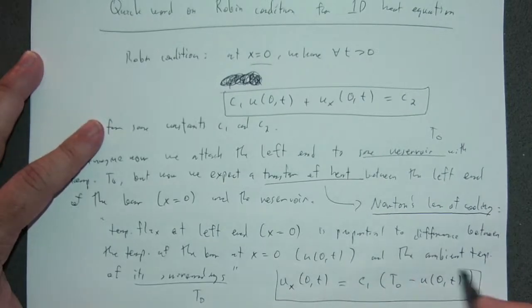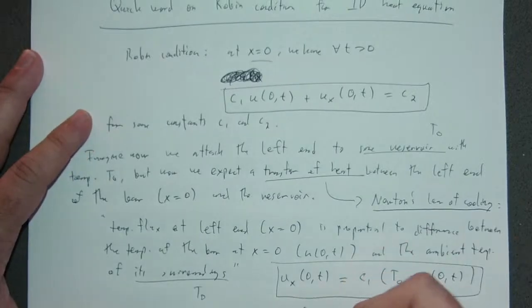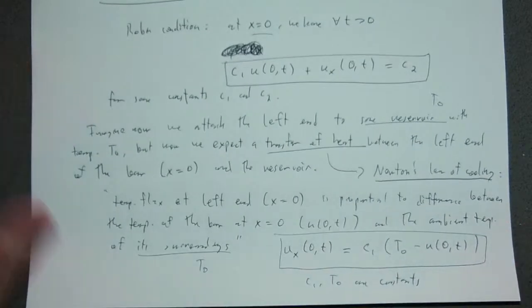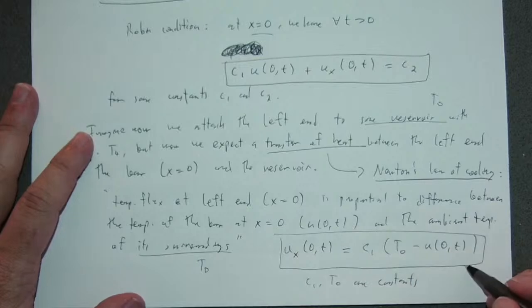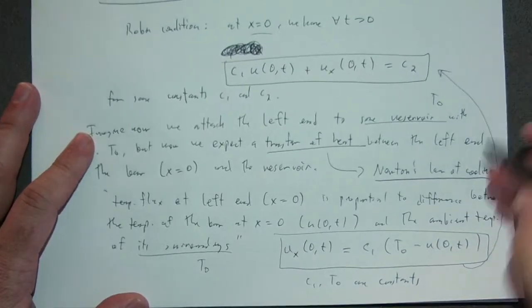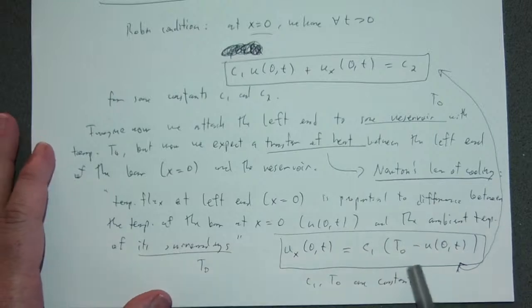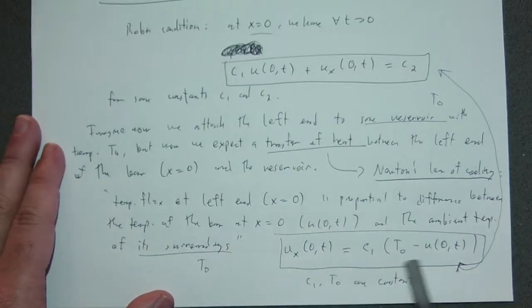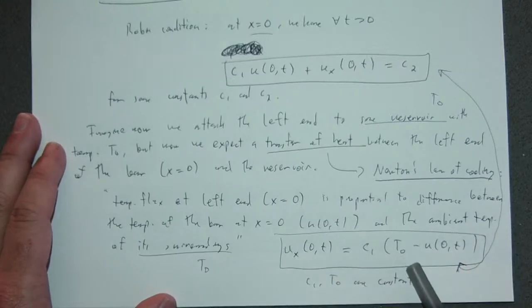But here, C1 and T naught are constants. So if we are in a situation described by this, it turns out that actually these two things are really the same sort of condition. In fact, we even have, as far as the sign goes, let's see how this works, that we've oriented this properly.